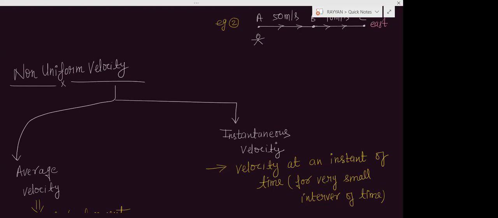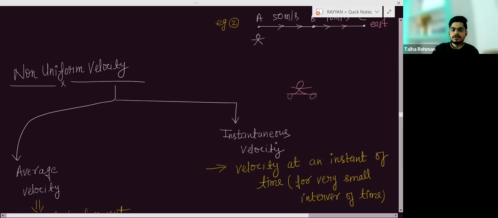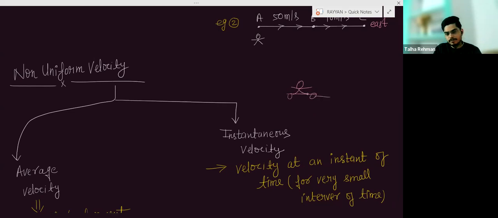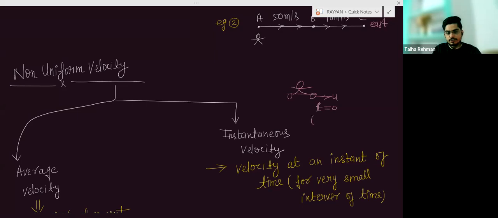Suppose you are here on the bike. I don't know what this is, but assume this is a bike or something. So you are moving with initial speed u. Now consider this position as t is equal to 0. Initial condition. Okay, t is equal to 0 means initial condition.